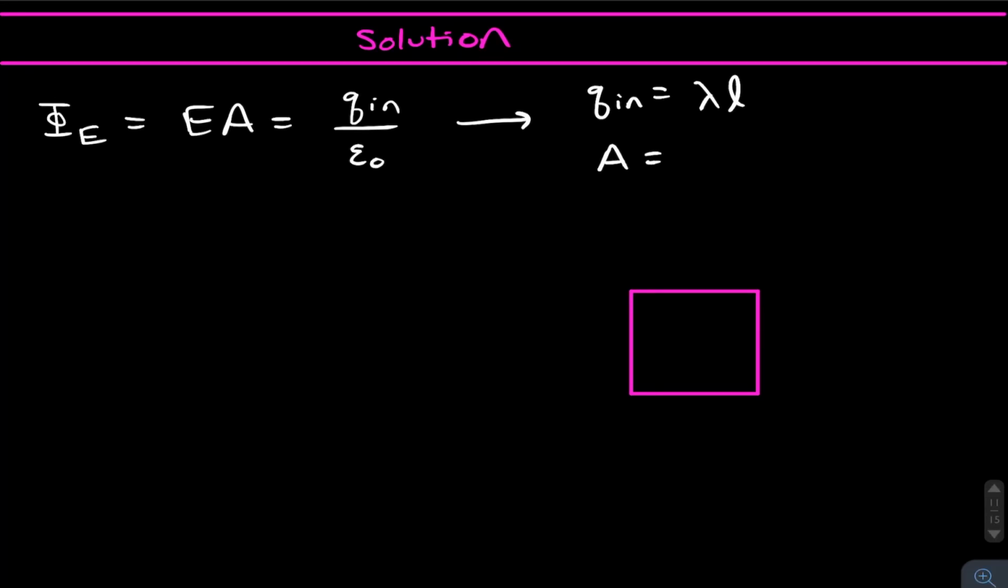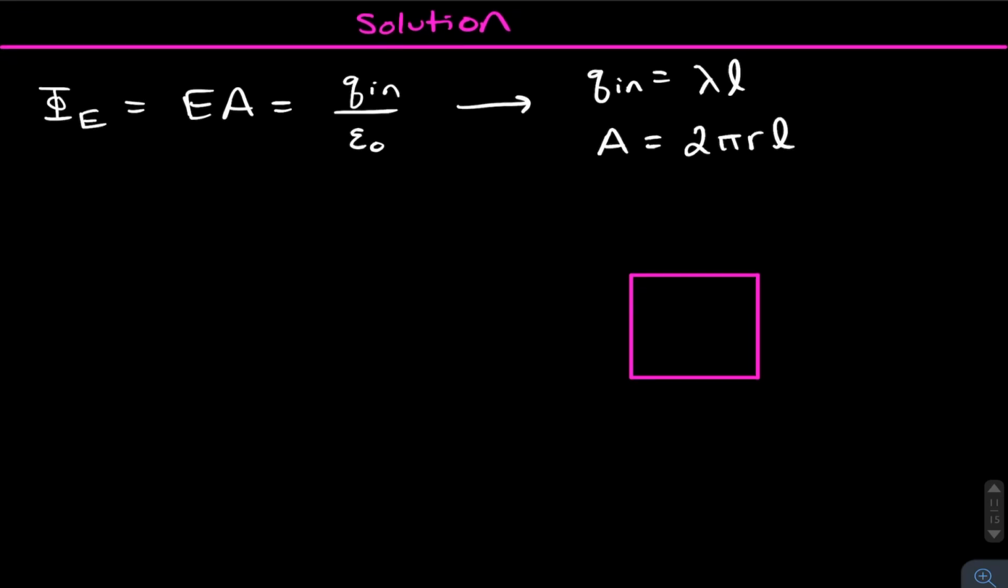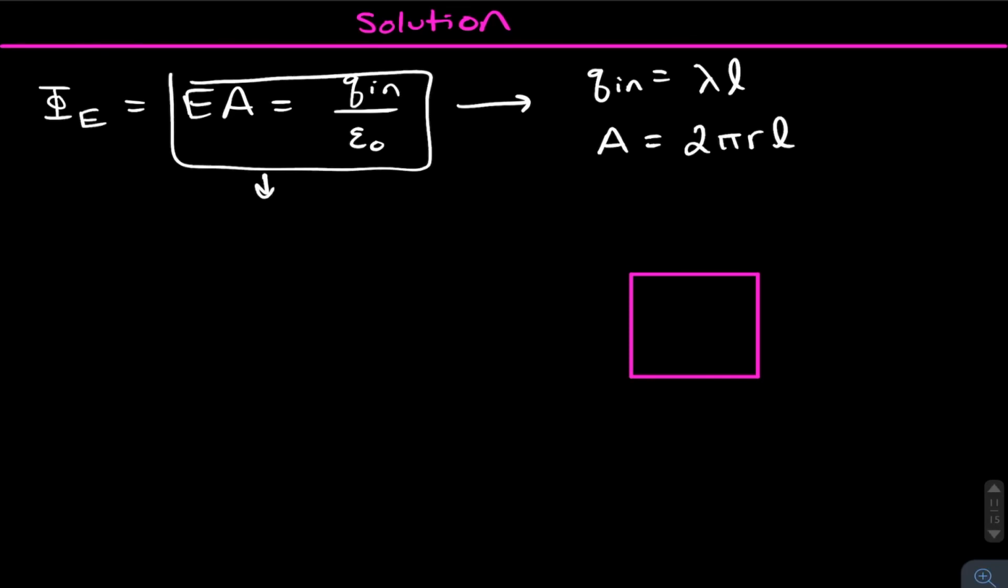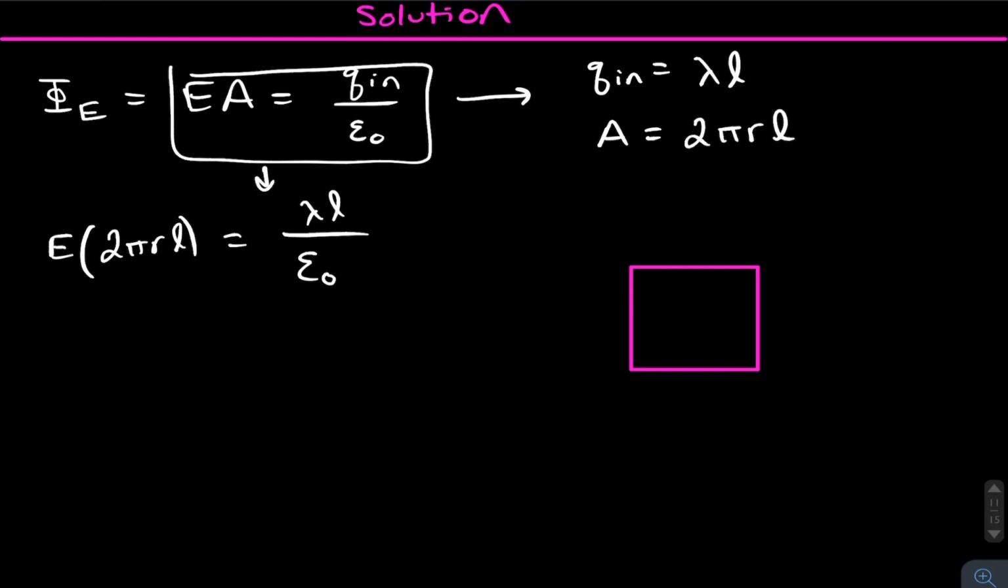And we know that A, the surface area of the cylinder we're talking about here, is just 2 pi RL. We're just talking about the body of the cylinder. We don't care about the ends, because for the ends the flux is 0, so it doesn't matter at all. Now we can plug all this in. So we have E times 2 pi RL equals the linear charge density times the length over epsilon naught.